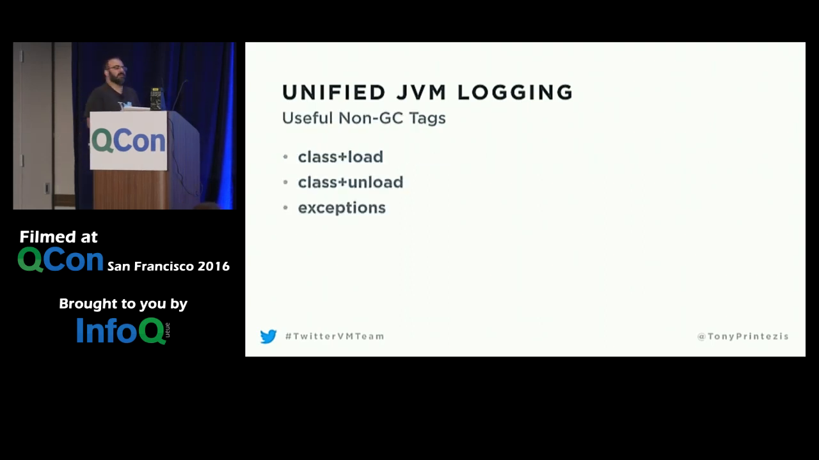I'm mainly concentrating on GC tags, but there are of course other useful tags that you can enable. Class loading and unloading is an obvious one, just to see where classes are coming from. Exceptions, so you can actually get a log record every time an exception is thrown, even if it's caught, of course. So if suddenly you think your application is throwing lots of exceptions, so there is some performance issue, you can track it with that, etc.